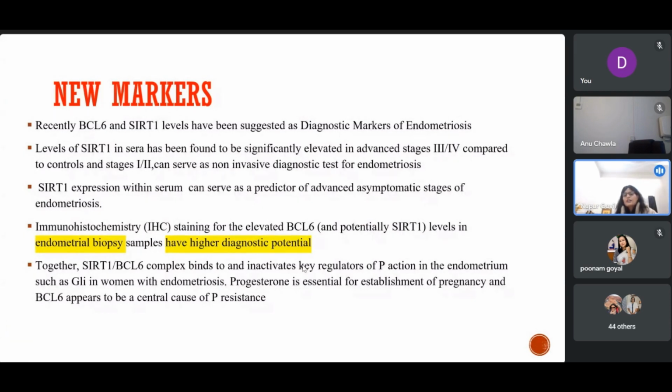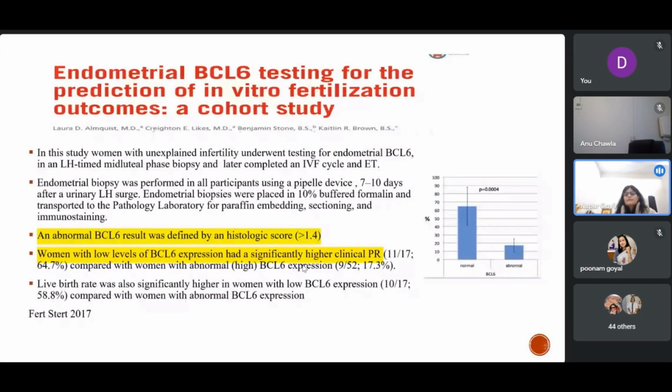Such patients require a higher dose of progesterone for establishment of pregnancy, and these patients need to be treated for endometriosis. This was a study which was done, and they found that women with low levels of BCL6 expression had a significantly higher clinical pregnancy rate compared to women with higher BCL6 expression.